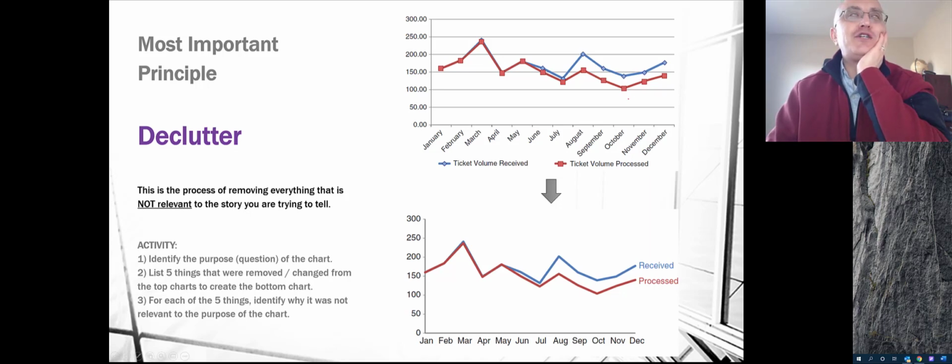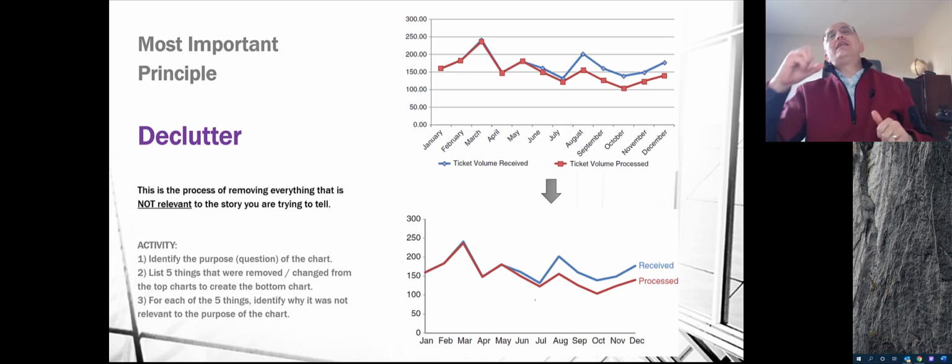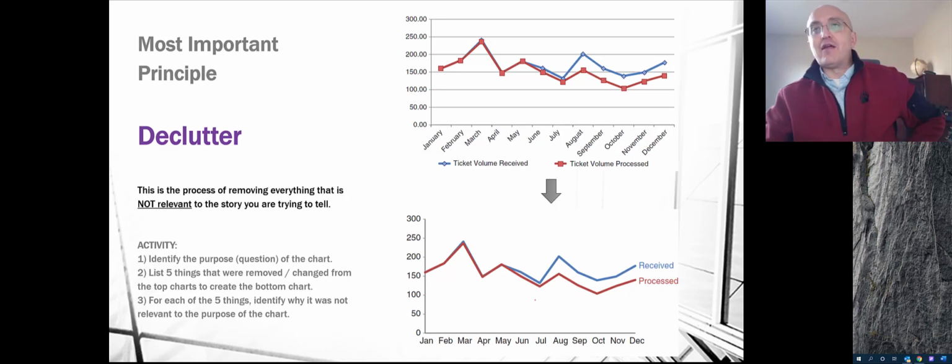So if we have that question, are we keeping up with the tickets we've received? Then what we have to determine is, if we start with the graph at the top, what elements of this viz are not necessary to answer that question. And so we generate the graph on the bottom, because we're essentially decluttering. We're removing everything that is not necessary and relevant to the question, that does not have an impact on the answer to that question.